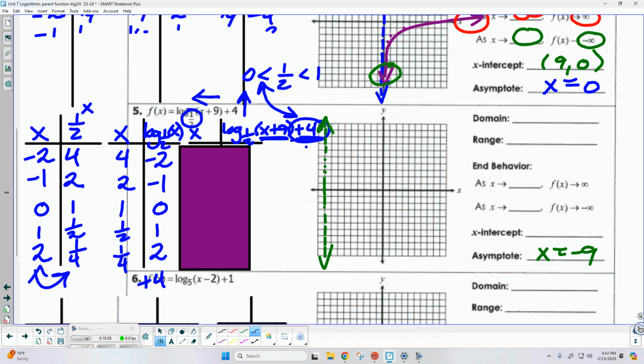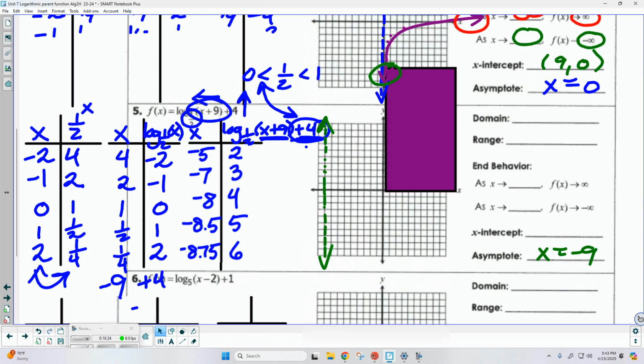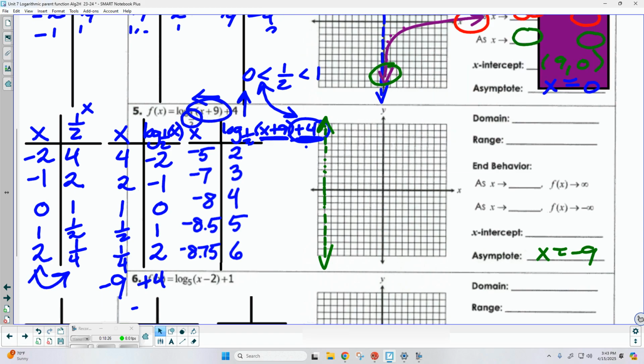Okay. All right, so is everybody ready? Now here's the thing. Remember, for the x's, you take the opposite. So in the formula, or the function, I should say, it says x plus 9. So that means for these x's, you would have to subtract 9. So here's the table you should be getting.